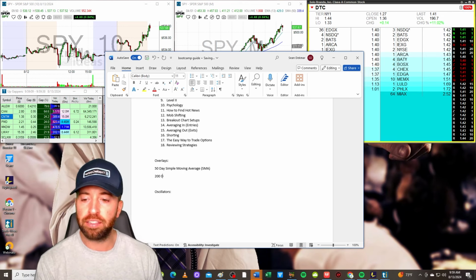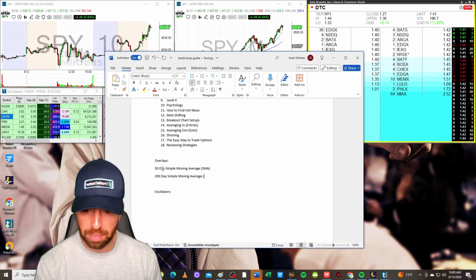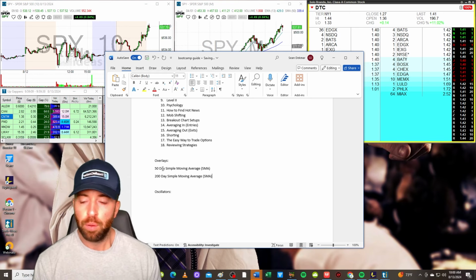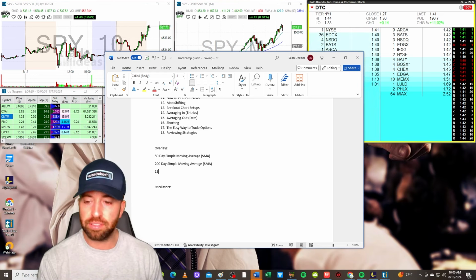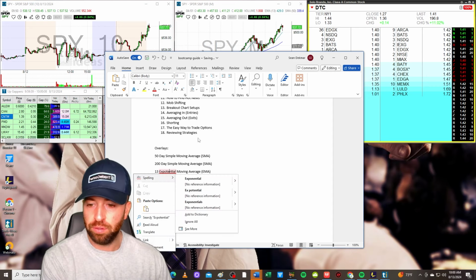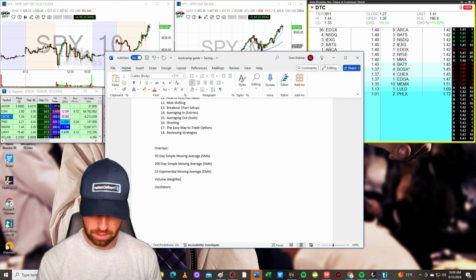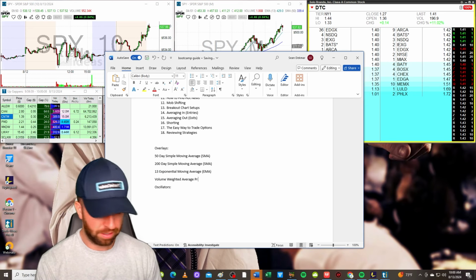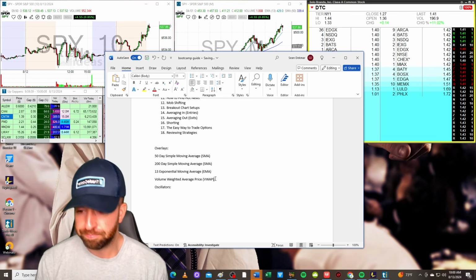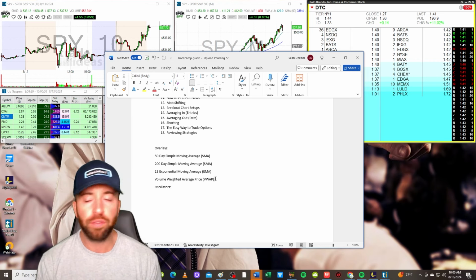We are also going to want to use the 200-day simple moving average, which is going to be the SMA as well. We are also going to want to use the 13 exponential moving average, which is going to be the EMA. We are also going to want to use the volume weighted average price, aka, what is this, guys? The VWAP. So these are going to be the top 4 most popular overlays there are.